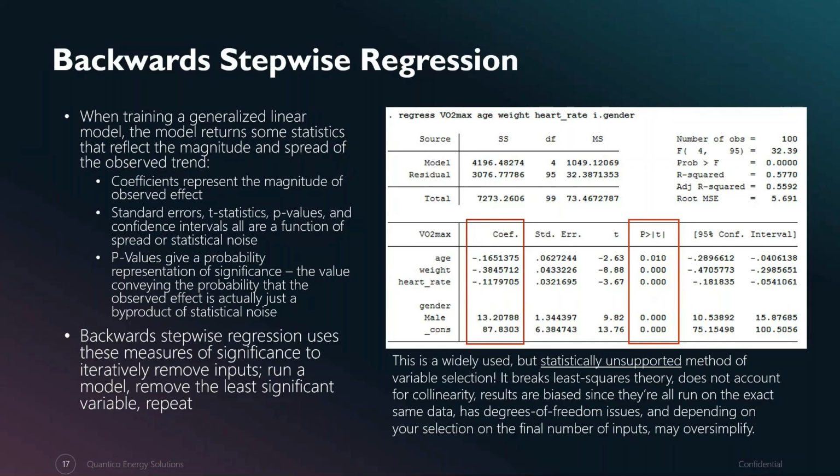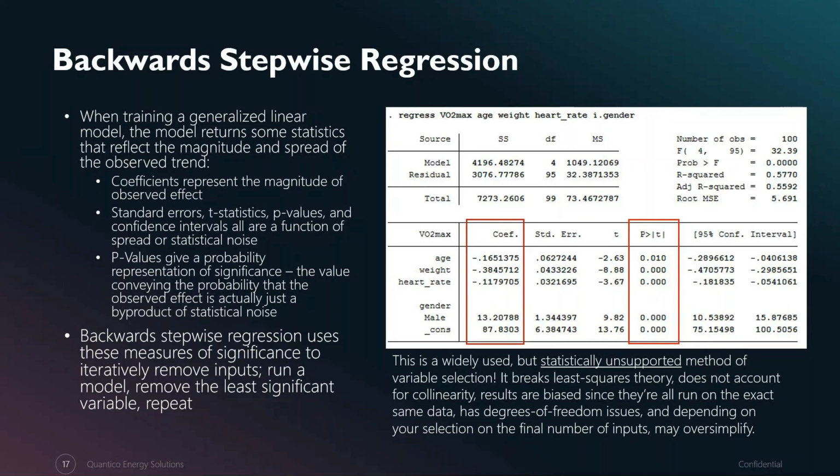So what backward stepwise regression does is it takes advantage of this measure of significance or spread. And what you'll do is you'll run your regression model with all of your features and your target. And then you'll look at your p-values and say, hey, which one is the most likely to be noise or the least significant? And then you'll remove that feature. Then you'll run the model again, and you'll rinse and repeat over and over again until you have however many features you want.